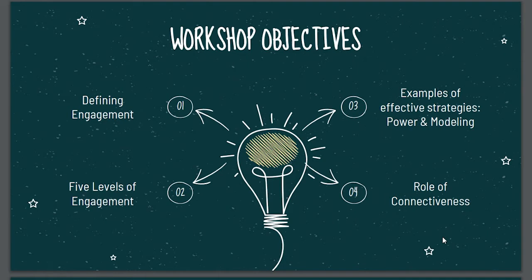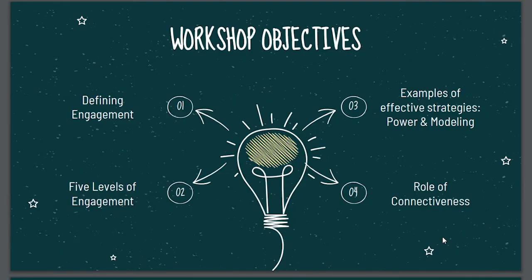So here's what we're going to be able to cover during our time. We're going to make sure that we're on the same page when it comes to what engagement is and looks like. We'll also talk about the 5 levels of engagement in sort of a comedic way. There are 2 specific strategies that I'm going to address today, specific to power and modeling. There are obviously so many more topics around this that we won't have time for, so I'm going to pull out those 2 things specifically. And then the last one is the importance of connectiveness, that's so essential for our young people to experience.